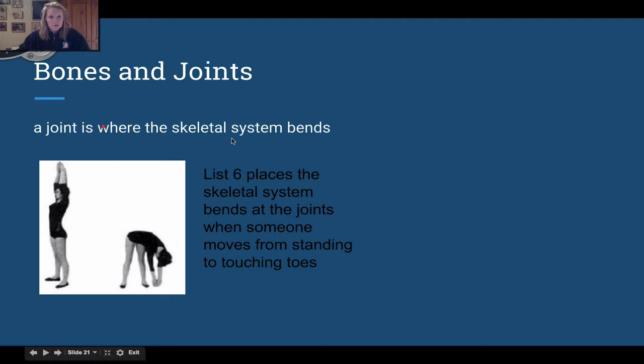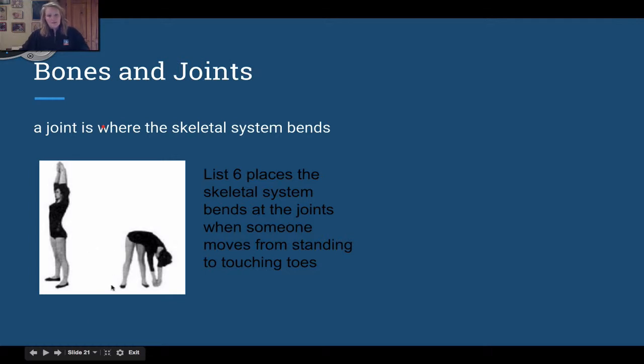So bones and joints, we said, are what allow the skeletal system to bend, the joints. Okay, and so a joint is where the skeletal system bends. I just said that a second ago, sorry. A little late at night right now. And so I challenge you to think of 6 places when you're standing upright. So let's say you're standing in this position. Where are 6 places or joints that the skeletal system will be bending?